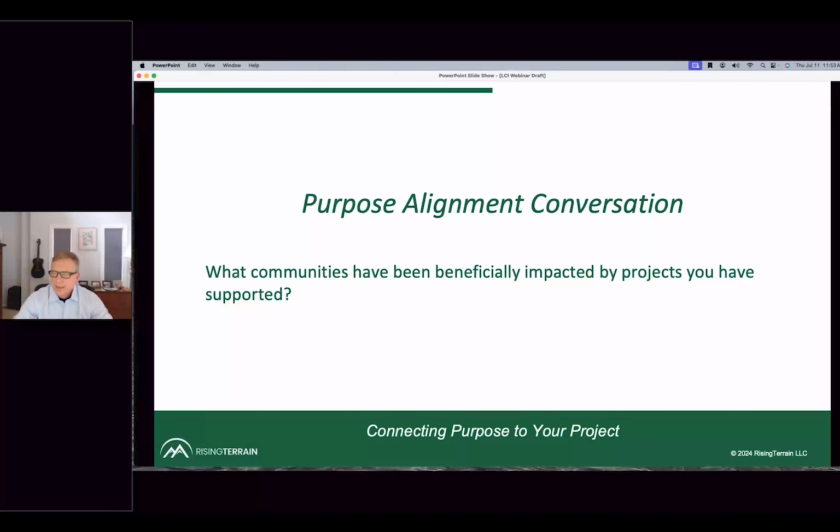And so, in that idea of purpose alignment, think about the projects, whether you've had this kind of conversation or not. Maybe if we could just get a quick list of communities that have been benefited by the work that you've done. All right, go ahead and put those into the questions box.